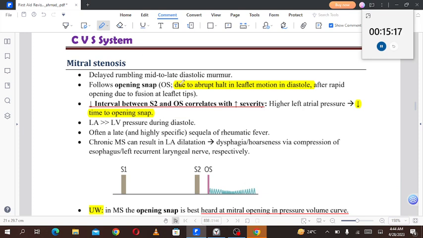The murmur of the mitral stenosis is the delayed rumbling mid to late diastolic murmur, which follows an opening snap. Firstly, there is a delayed rumbling murmur in mid to late diastole. Secondly, there will be an opening snap. The opening snap is due to the abrupt halt in the leaflet motion in the diastole after rapid opening, due to the fusion at the leaflet tips.